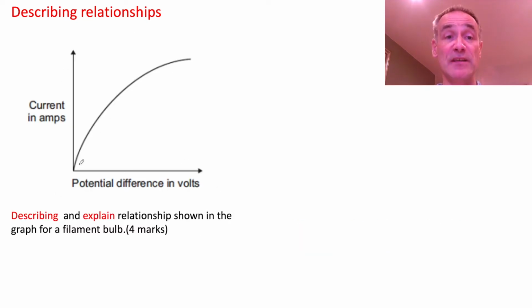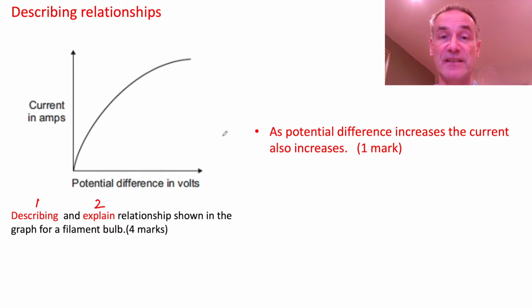So again, the next one is about current and potential difference, and it says describe and explain the relationship shown in the graph for a filament bulb. So I always try and make sure I highlight that. There's 2 command words, so I've got to make sure I do both. Firstly, the basic pattern is, again, as I increase the potential difference, the current increases. That will give me my 1 mark.